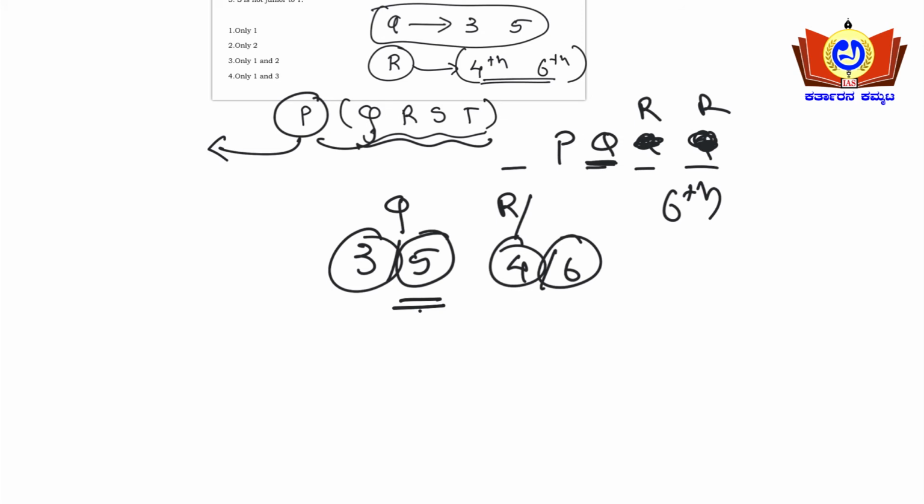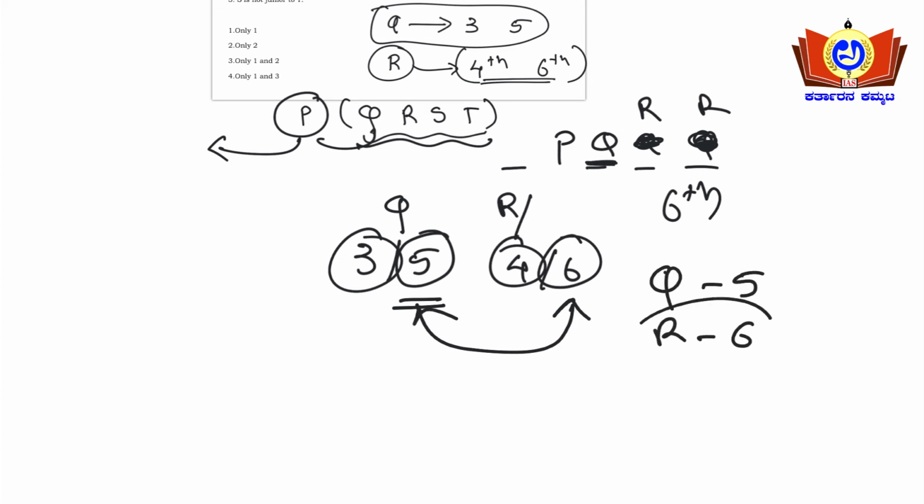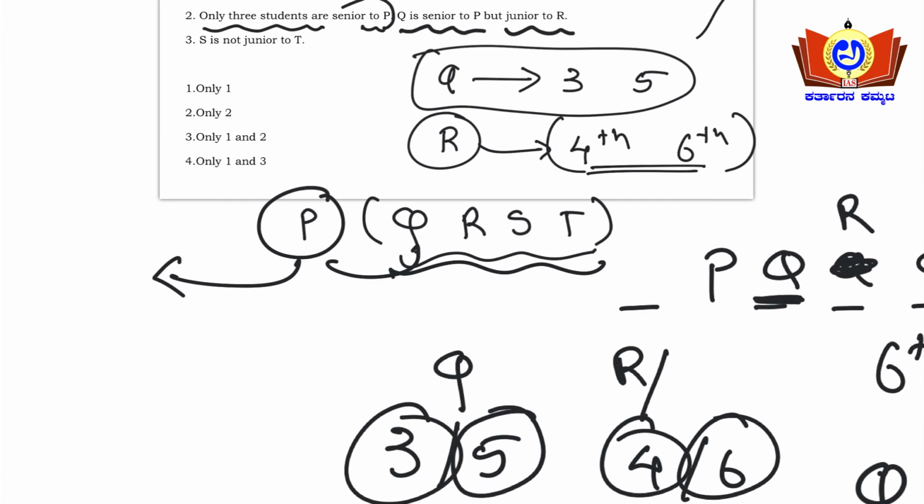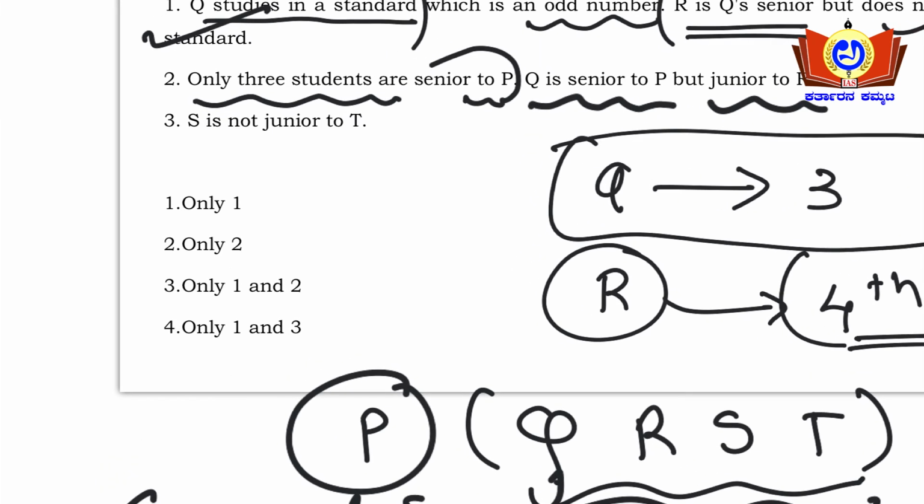When you consider these two conditions, my dear friends, statement 2 exactly states that Q is junior to R. Then the most probable option is that Q will be in 5th standard and R will be in 6th standard. We got that R will be in 6th standard when we combine statement 1 and statement 2, my dear friends. Hence option 3 is the right answer here. Only 1 and 2 together are sufficient to answer the question here.